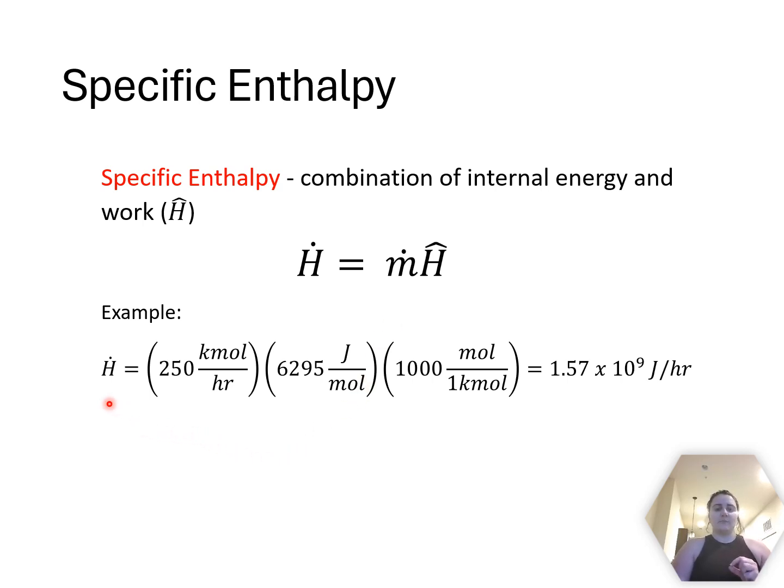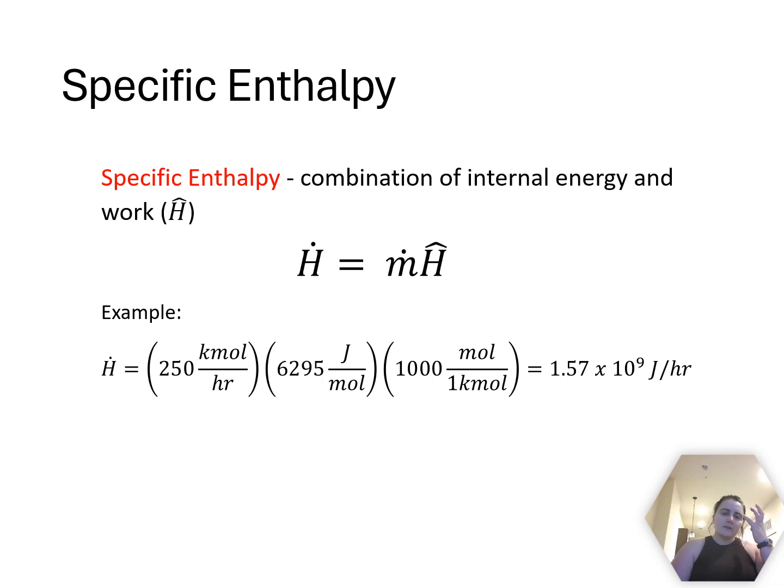So let's say, for example, we wanted to find the flow of enthalpy in the system. We could take the molar flow rate, multiply it by the joules per mole, which would be the specific molar enthalpy, do a little conversion from moles to kilomoles, and get how many joules per hour are associated with the enthalpy of the system.